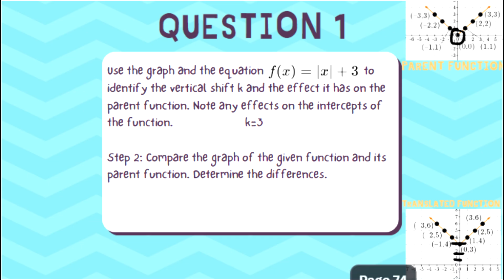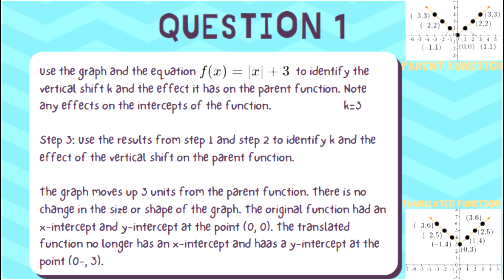Okay. There's no change in the size or shape of the graph. The original function had an x-intercept and y-intercept at the point 0, 0. The translated function no longer has an x-intercept. It does not intercept this x-line at all and has a y-intercept at 0, 3.